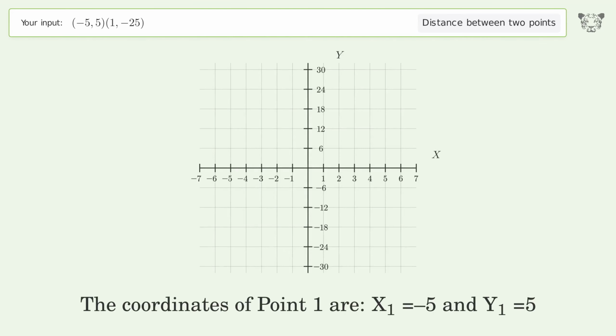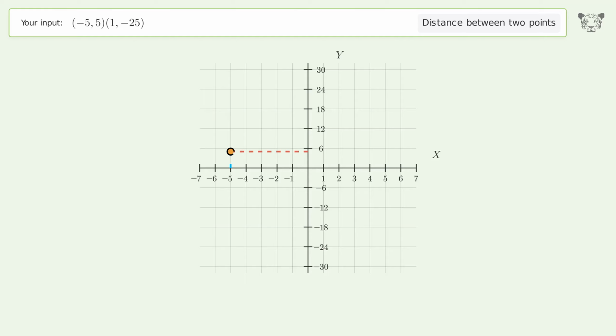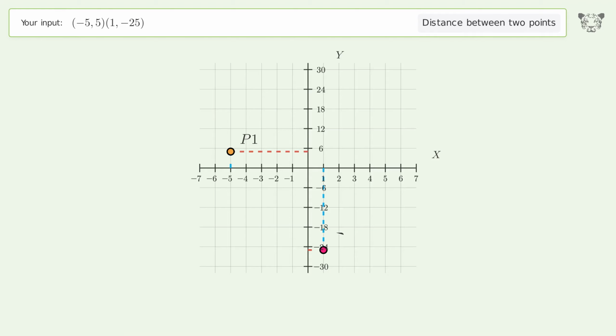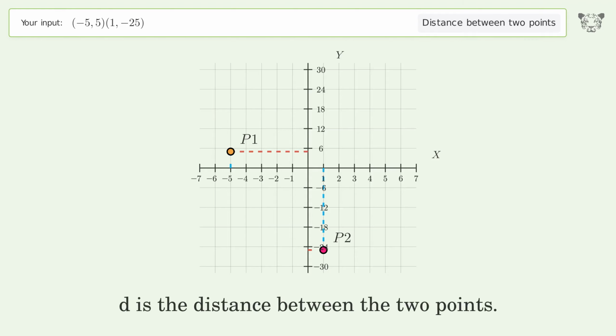The coordinates of point 1 are, x1 equals -5 and y1 equals 5. The coordinates of point 2 are, x2 equals 1 and y2 equals -25. D is the distance between the 2 points.